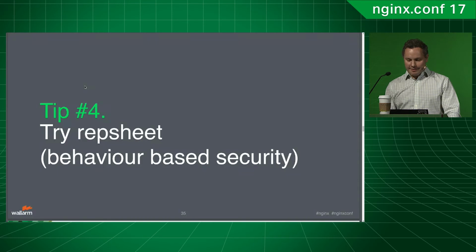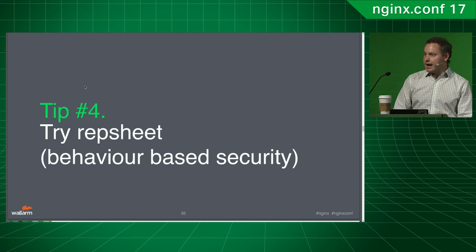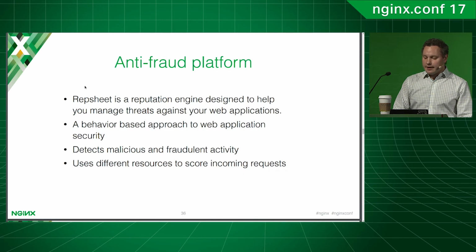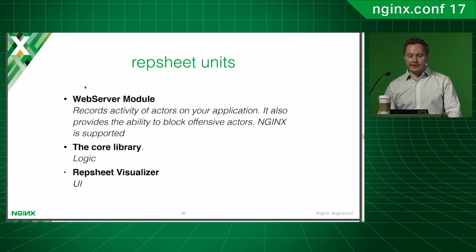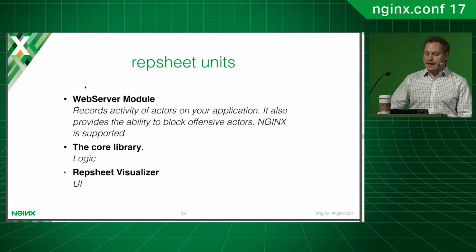Another tip is to use the tool which is called repsheet. It's also an NGINX module, so it's a kind of behavioral-based security. So what is the idea here? You probably have different sources of data from your internal anti-fraud team or from GeoIP or some other source of information like headers, alerts from ModSecurity or any other WAF, some external feed. So the basic idea of repsheet is to get all this data, correlate it, and block the malfactors right on the NGINX layer. That's why repsheet has this web server module.